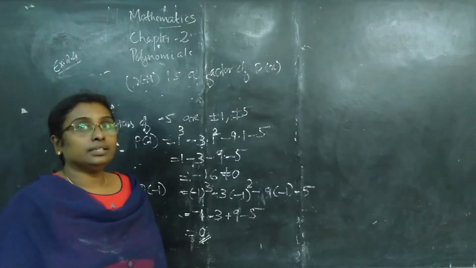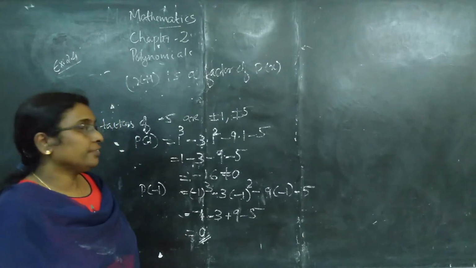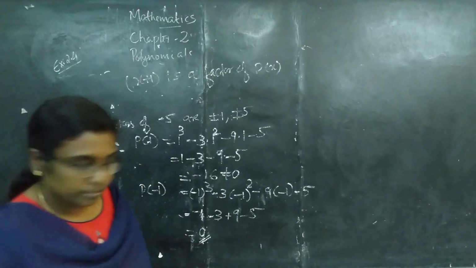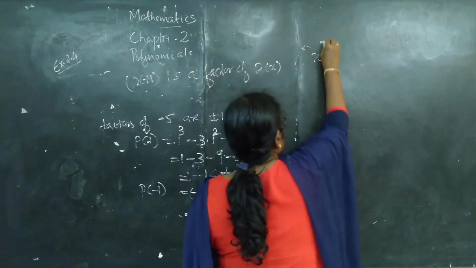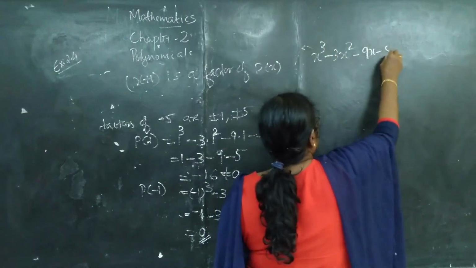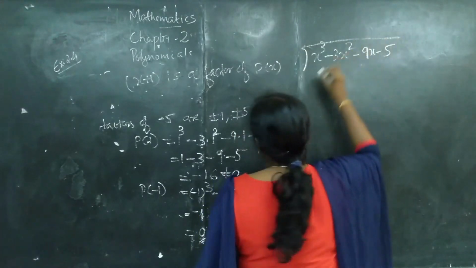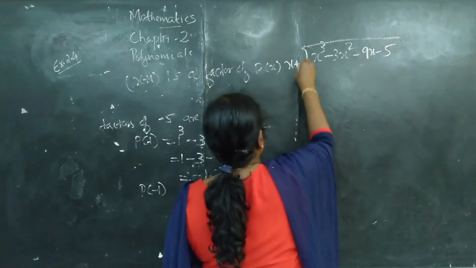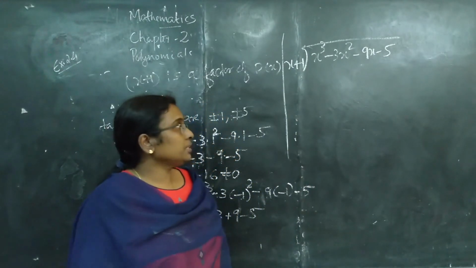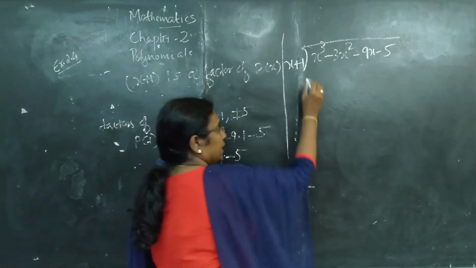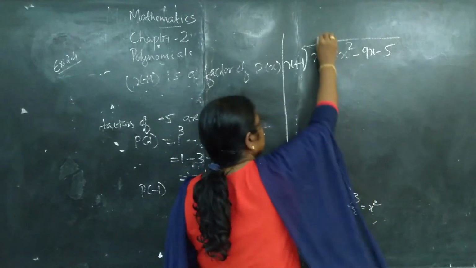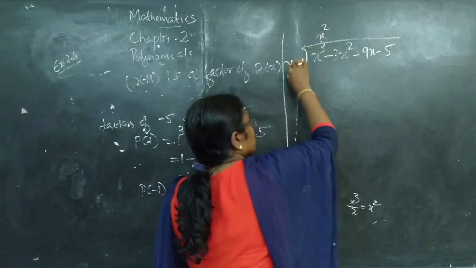So we have to find the next factor. For that we divide the given polynomial by x plus 1. The given polynomial is x cube minus 3x square minus 9x minus 5, divided by x plus 1. How we can divide this one? First divide x cube by x. X cube by x is x square. Write x square here.